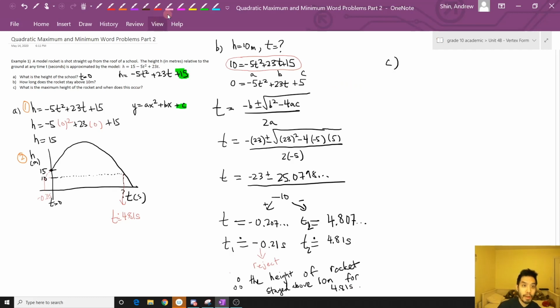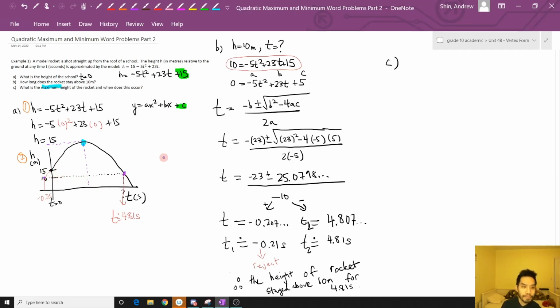All right, part C. What is the maximum height of this rocket, and when does it occur? When they say the maximum height of the rocket, you have to ask yourself what part of the parabola they are looking for. In this case, it's the highest part here, which is the vertex. They want to know the maximum height, which is the y-coordinate of the vertex, and when it occurs, which happens to be the average t-value between these two symmetrical points.